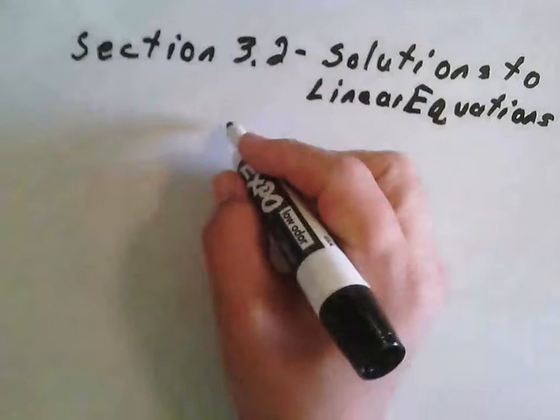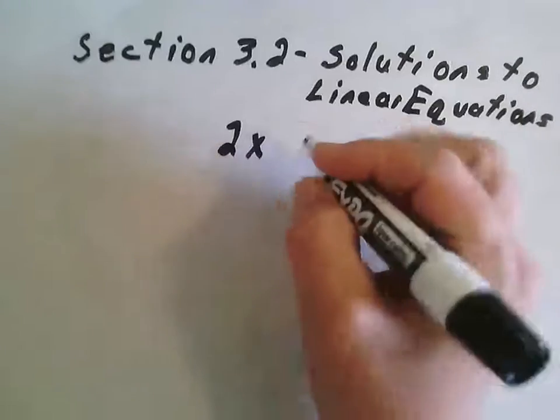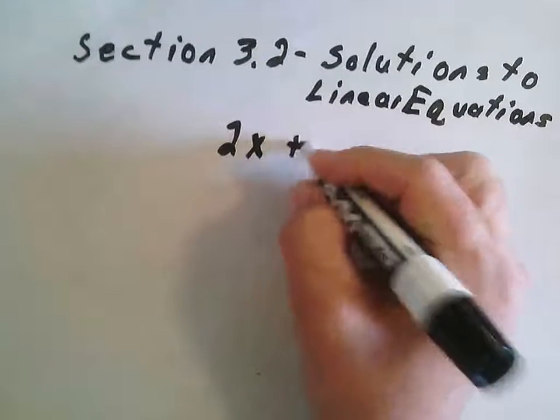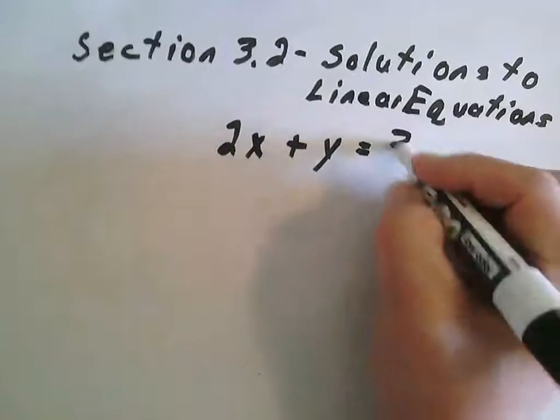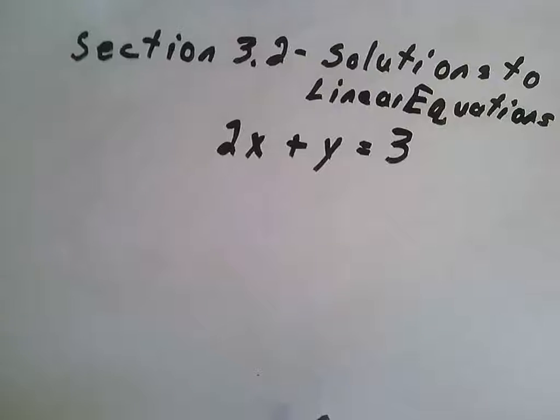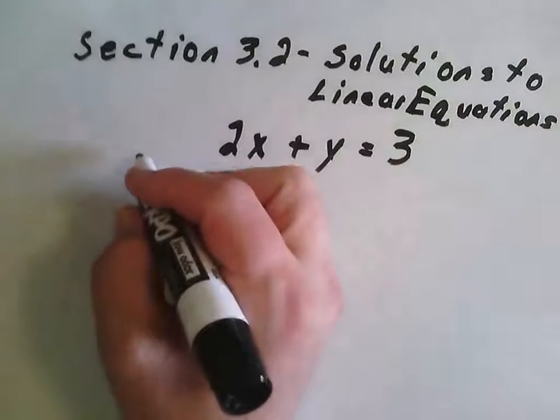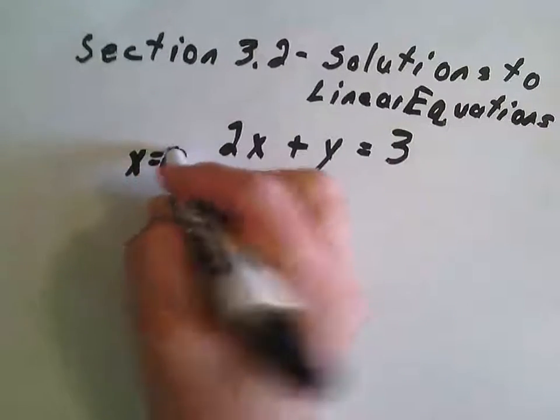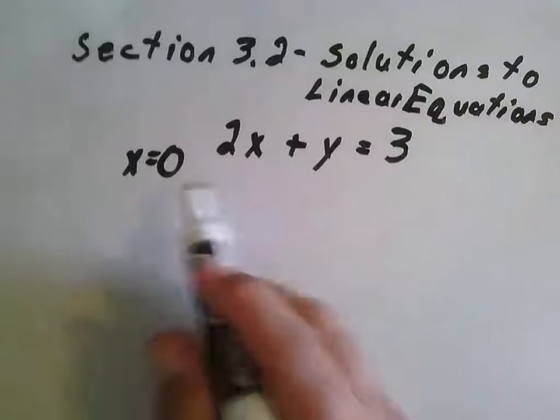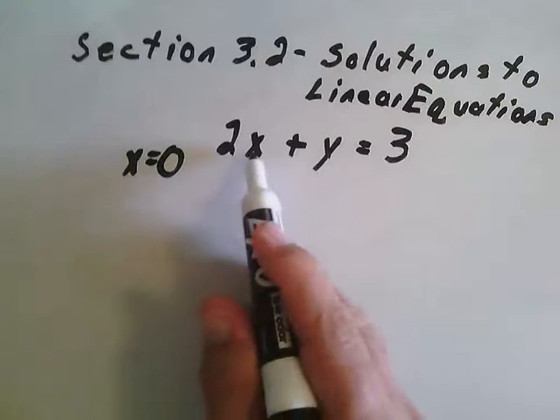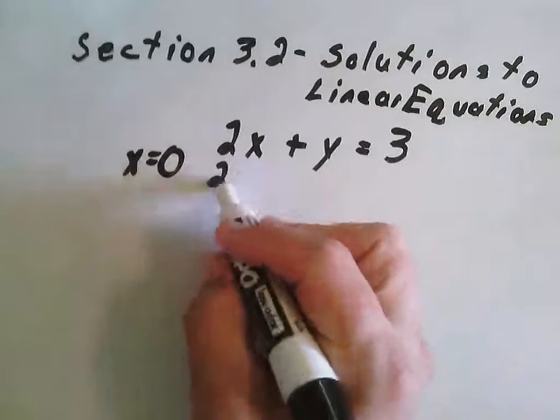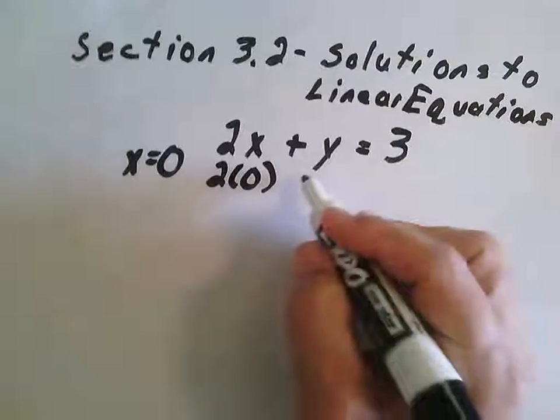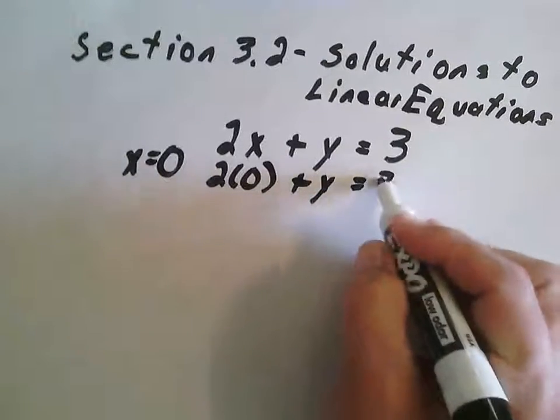So if we choose a random equation, we have 2x plus y is equal to 3. Now we need to know either the x value or the y value in order to solve this. So I'm going to choose that x for this particular one is equal to 0. Now I would just substitute the 0 in for the x. So I will change this to 2 times 0 plus y is equal to 3.